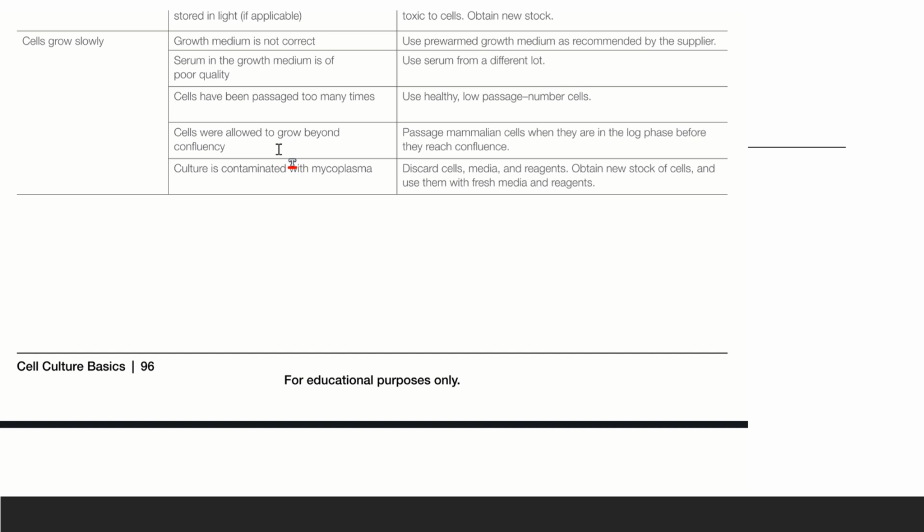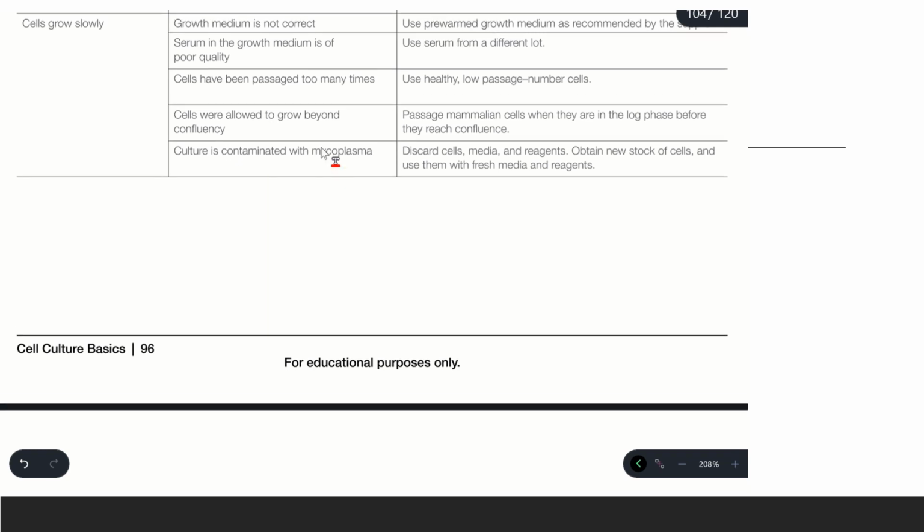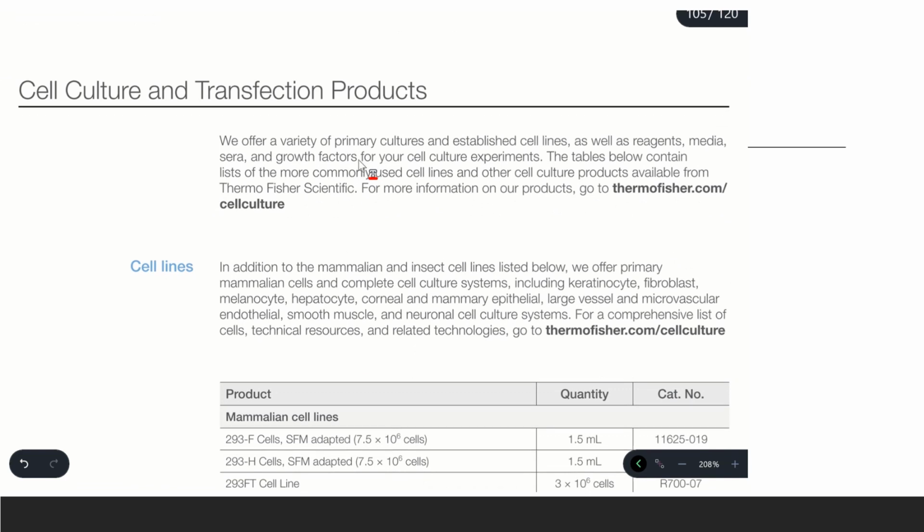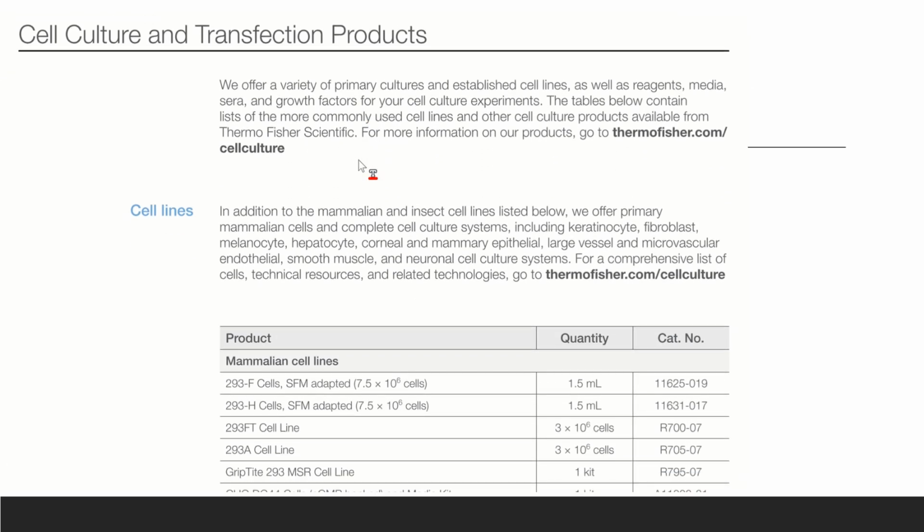You can also have cells that were allowed to grow beyond confluency. Let's say you were supposed to passage your cells on Friday, but you went out of town and didn't tell anybody, and you left your cells in that same dish until Monday, and you come back and they're covering the entire dish. Those cells are probably not going to be okay. You can also have a culture contaminated with mycoplasma. If that's the case, it takes a while, but they usually do grow slower.